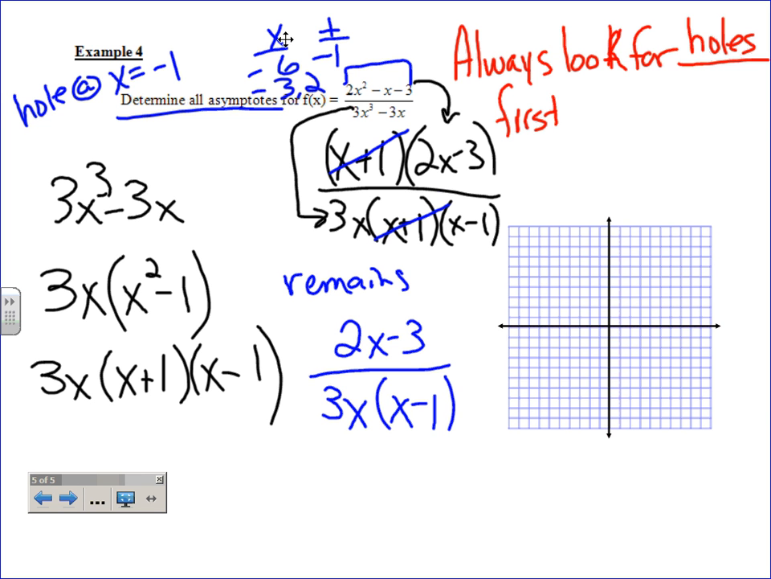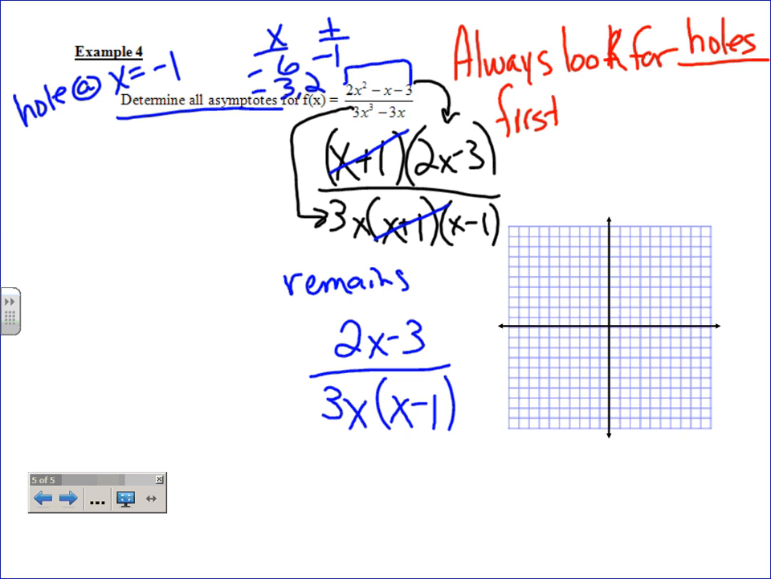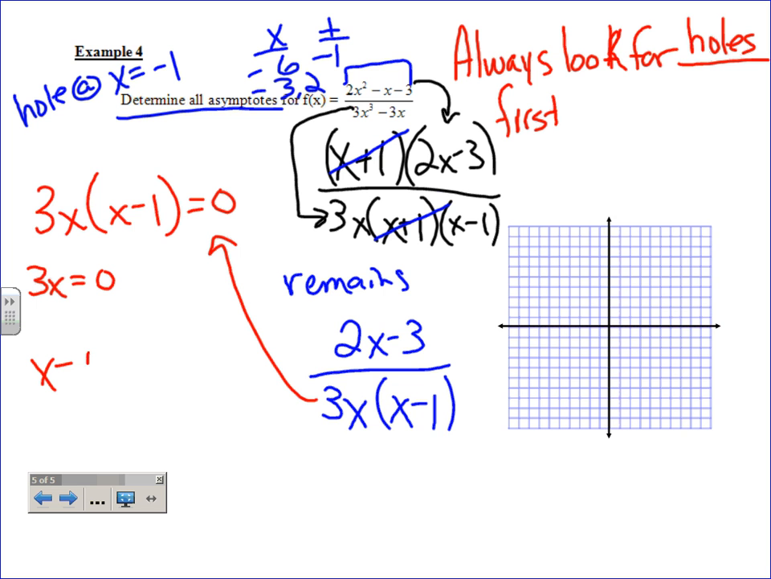Once you find holes, cross them off. Then you look at whatever's left over and you do step 1 and step 2. Find the asymptotes. Is it still rational? Still is. So what do you do? Step 1 says set the denominator equal to 0. But the nice thing is guess what? The bottom's already factored for you. So that's nice. You have to set the denominator equal to 0. Well, set 3x equal to 0, and x minus 1 equal to 0.